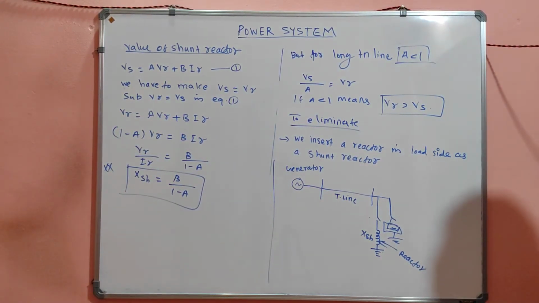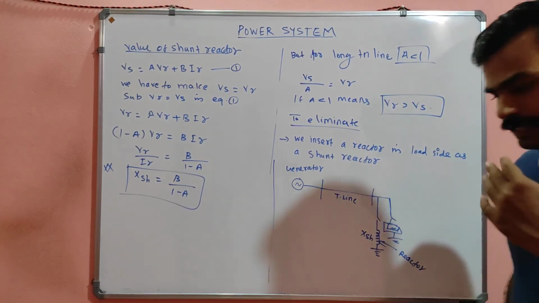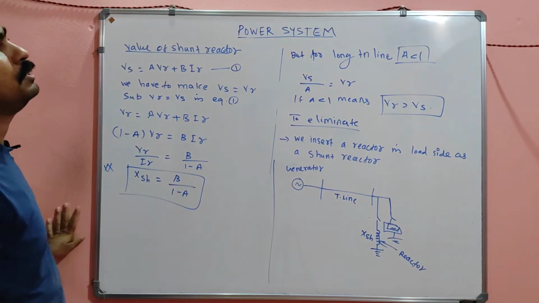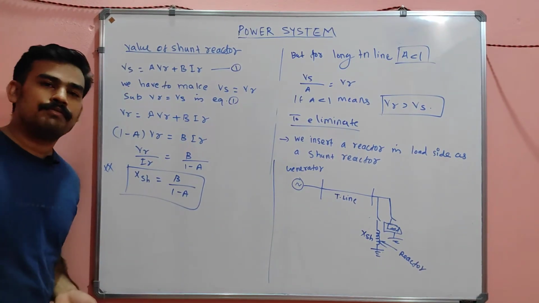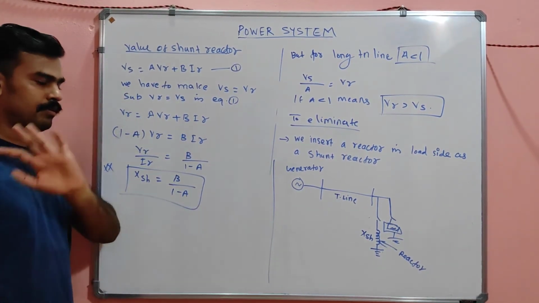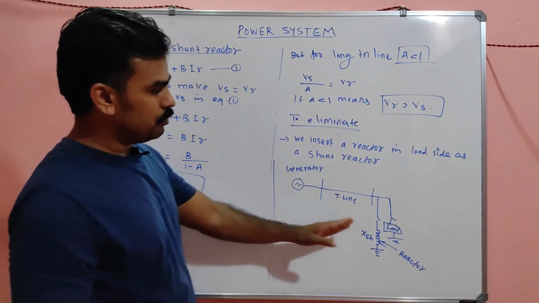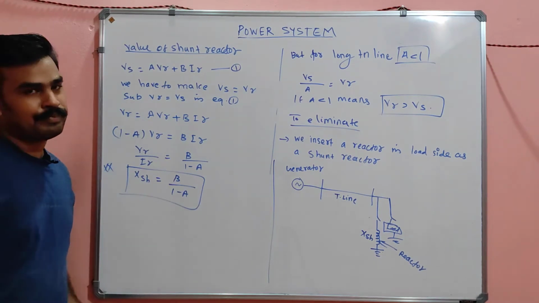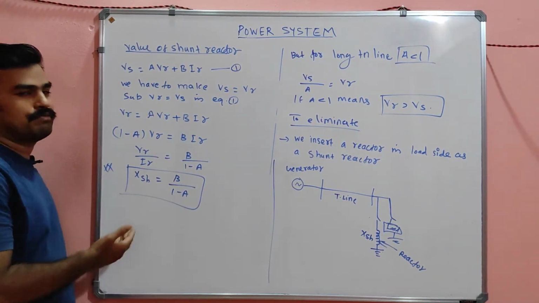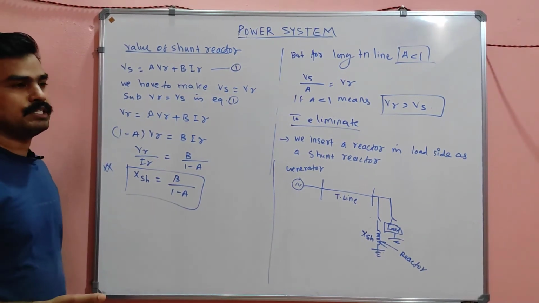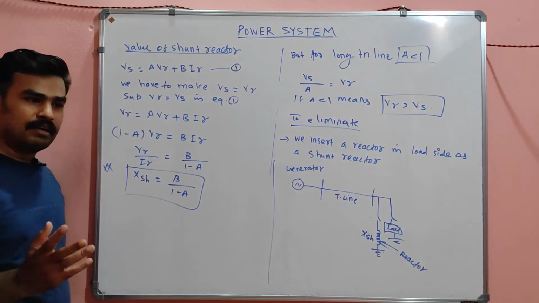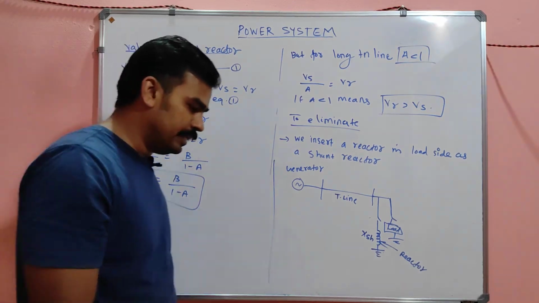B divided by 1 minus A will be the value of the shunt reactor you should add in parallel with the transmission line, in order to compensate for the Ferranti effect. You should add this much reactance in parallel, B divided by 1 minus A. That's all. There may be chances of a question from this: what will be the value of the shunt reactor to be added? The ABCD parameters like A and B are given, so simply you can substitute and find the answer.